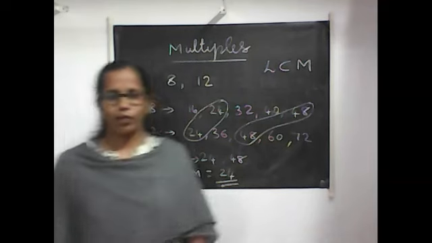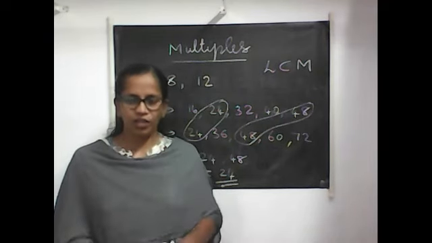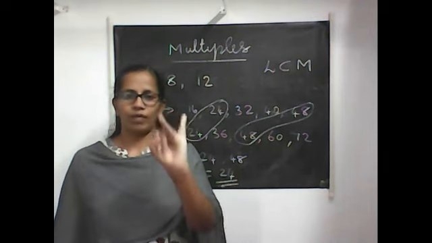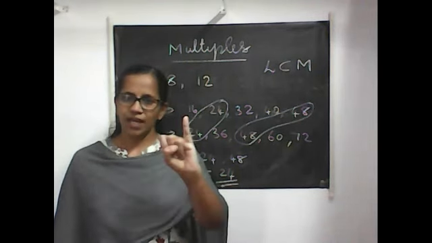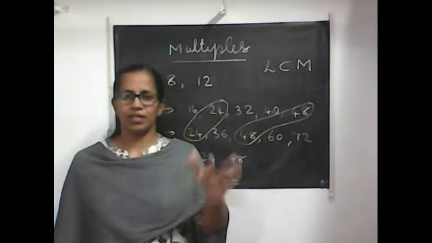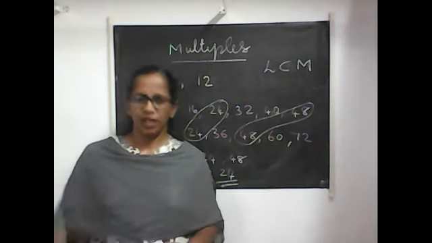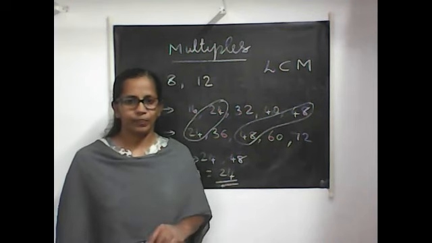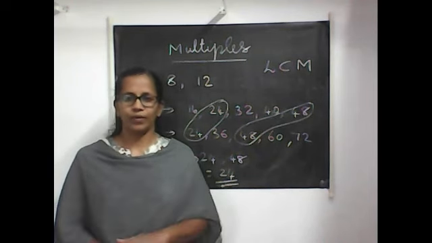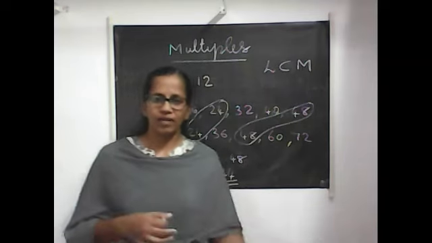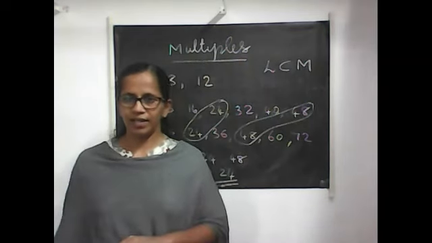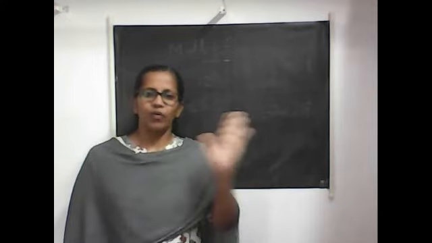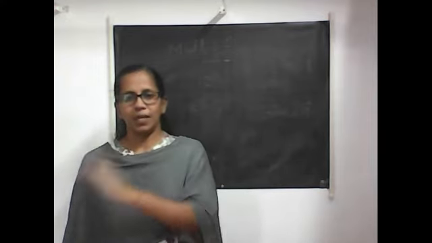I hope this much is clear. For this section, you study only how to write the factors and common factors, multiples and common multiples. HCF and LCM, leave it. Next section, we will study in detail. I hope this much is clear for you: how to find out the factors and multiples. Today we learned two sections. First one is factors. Second one is multiples.